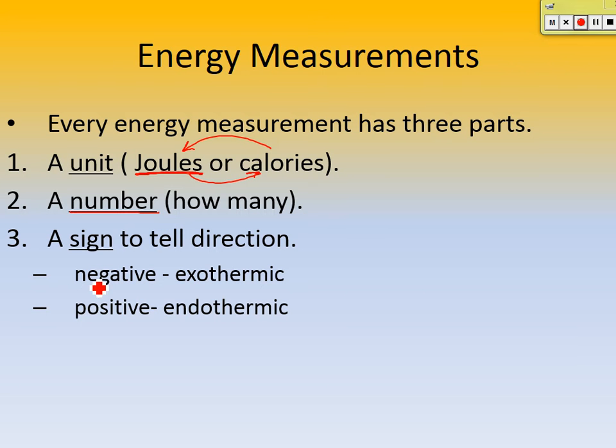If it's negative, that means it's leaving the system. So if it's leaving the system, it's exothermic. It's leaving, it's going to be negative. But if it's coming into the system, it's endothermic. The sign is going to be positive. So anything coming into the system is going to be positive. Anything leaving is negative. Remember, we always take the system's point of view. So if it's coming into the system, it's positive. If it's leaving, it's negative.